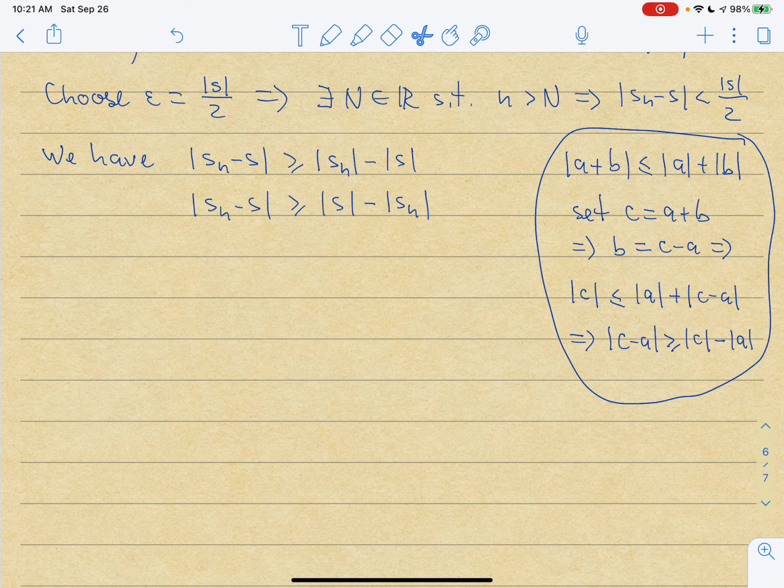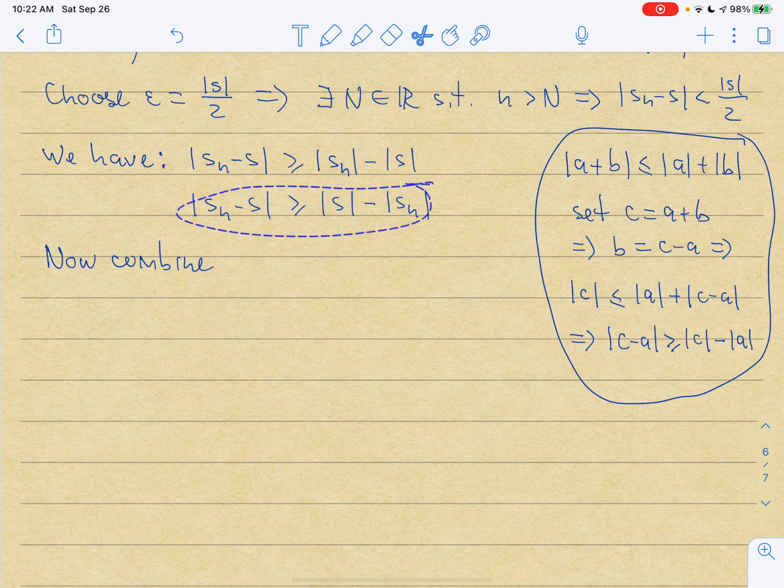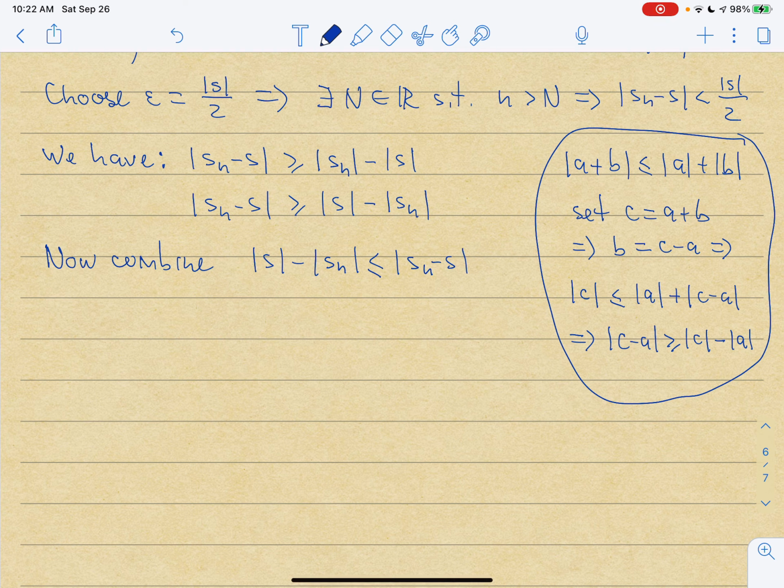And so if I combine this now, the last inequality and my inequality here, what I will have is absolute value of S minus absolute value of Sn is less or equal than absolute value of Sn minus S. This is less than absolute value of S over 2, if n is bigger than capital N.